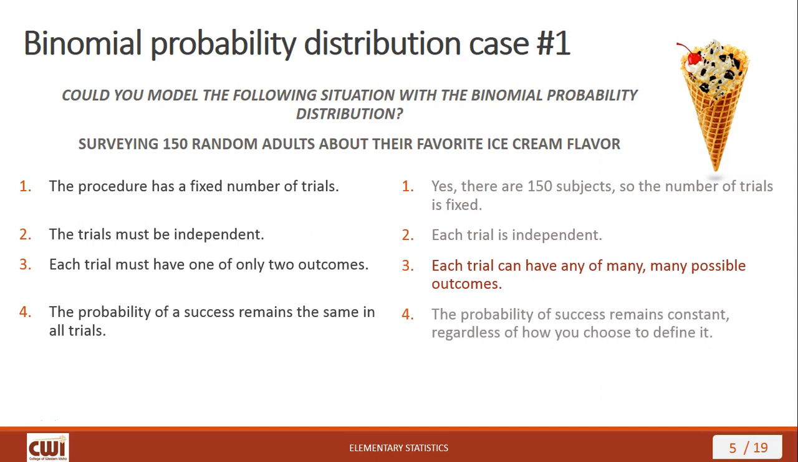And yeah, we're going to say this is going to remain constant, regardless of how we choose to define our success. So we see that we meet 3 of the 4, but in order to be a probability distribution that fits the binomial probability distribution, we have to have all 4 met. So because we missed 1, we would say no, modeling with the binomial probability distribution is not appropriate.